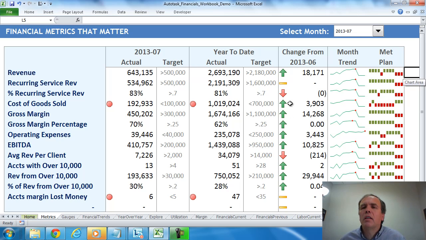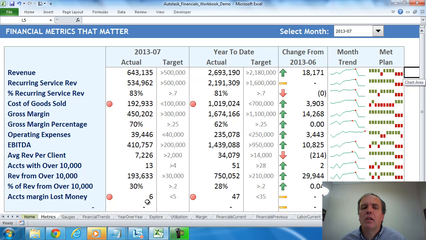So at a glance, I look at this and I can see trending month. I can see trending year to date. I can also see highlighted the specific areas where I'm missing out. Cost of goods sold is actually higher than my plan. I wanted to keep under $100,000 for the month. I was 192. Now, great, the fact that I can actually see that my actual revenue is much higher.